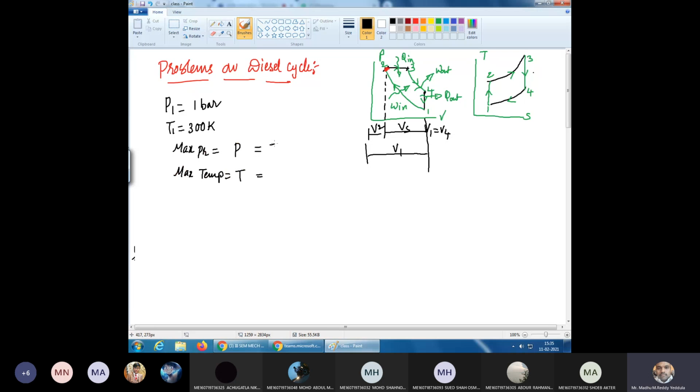Maximum pressure is given as 70 bar. Maximum at 3, sir. Yeah, maximum pressure you can see at P2 or P3. It may be P2 or it may be P3 because from 2 to 3 the pressure is constant, and the temperature is maximum at 3, T3. Yeah, T3, P2, P3 are given, right?